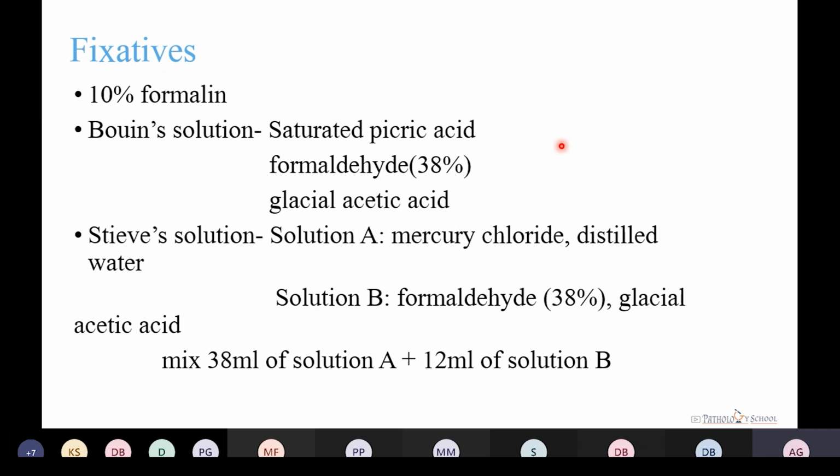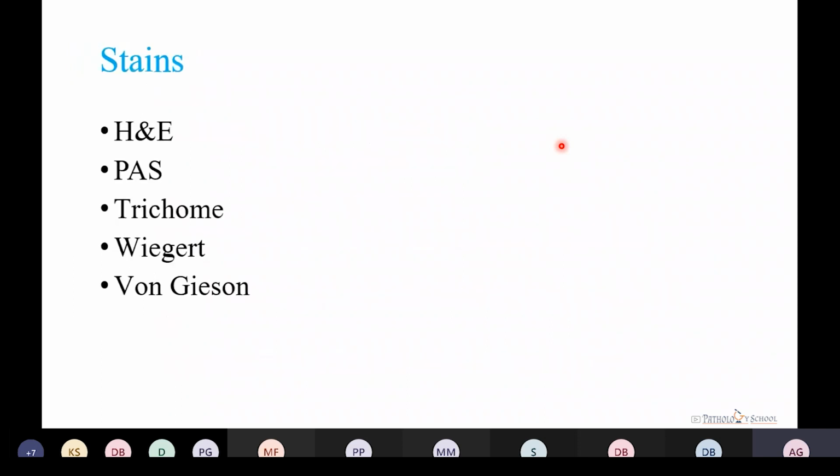The fixatives which are commonly used are 10% formalin, Bouin solution, which is saturated picric acid, 38% formaldehyde, and glacial acetic acid, and Stieve's solution, which contains solution A and solution B. Solution A contains mercuric chloride and distilled water, and B contains 38% formaldehyde with glacial acetic acid. Stieve's solution is made by mixing 38 ml of solution A with 12 ml of solution B.